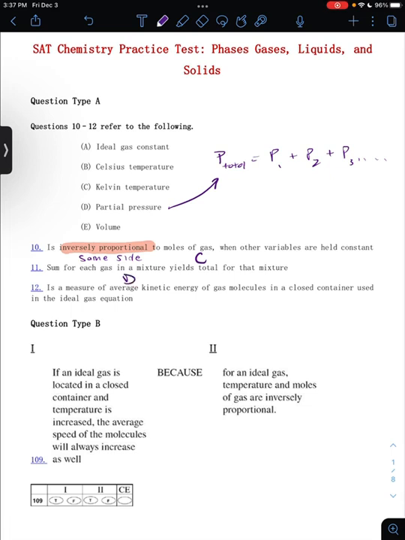And it's the average kinetic energy of the gas molecules in a closed container using the ideal gas equation. Well, then I just said that earlier, that we know that that's going to be C. So with those three, like I said earlier, you have 5 different options here. You see, we didn't use volume, we didn't use Celsius, and we didn't use the ideal gas constant.